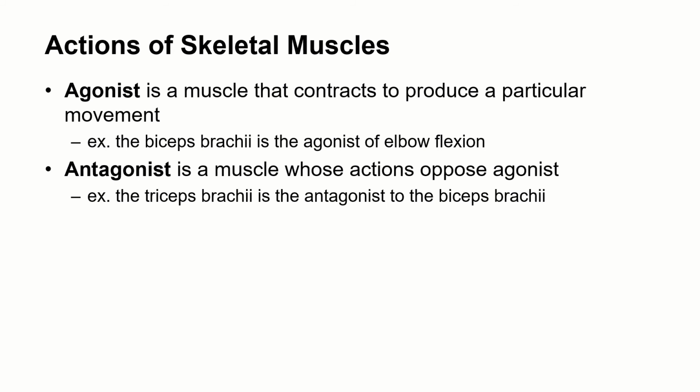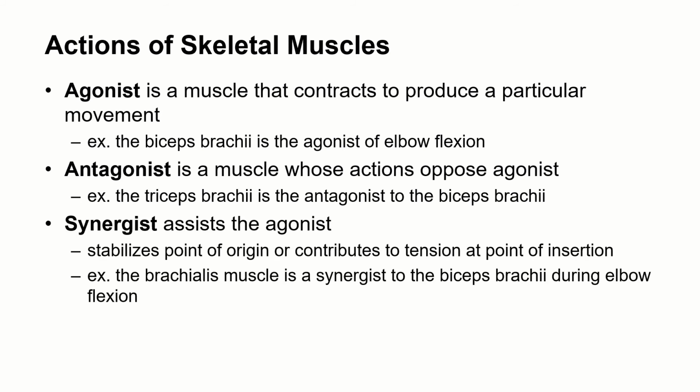So whether a muscle is the agonist or antagonist depends on which movement we're talking about. If we're talking about elbow flexion, then the biceps brachii is the agonist and the triceps brachii is the antagonist. But if we're talking about elbow extension, then the triceps brachii is the agonist and the biceps brachii becomes the antagonist. Okay, so it depends on which movement we're talking about.